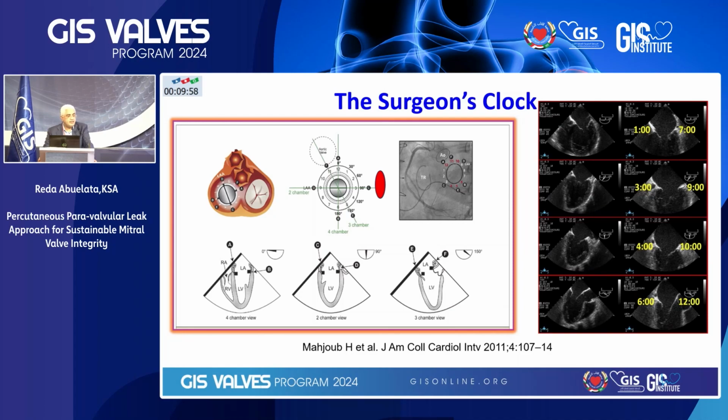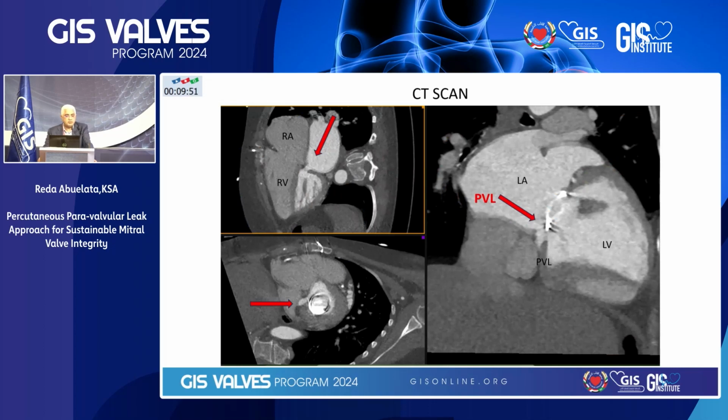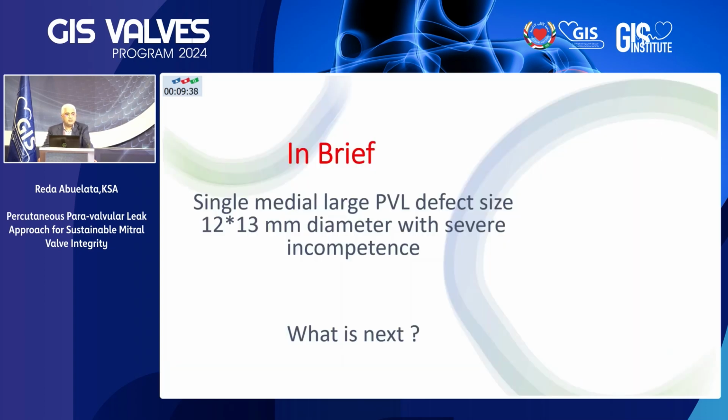Localization and defining the defect is paramount in the echo lab before the procedure. Sometimes we add a CT. Here we can see the CT imaging, which is not usually the case for the mitral, to see the defect, the size, the orientation, and the relation of the posterior wall to the possibility of entrapment of the disc during closure. Now, for this patient, she has a single large medial defect, around 12 to 13 millimeters.